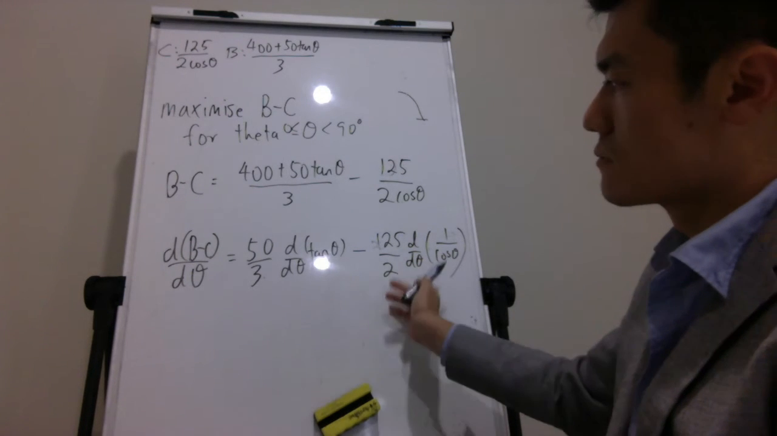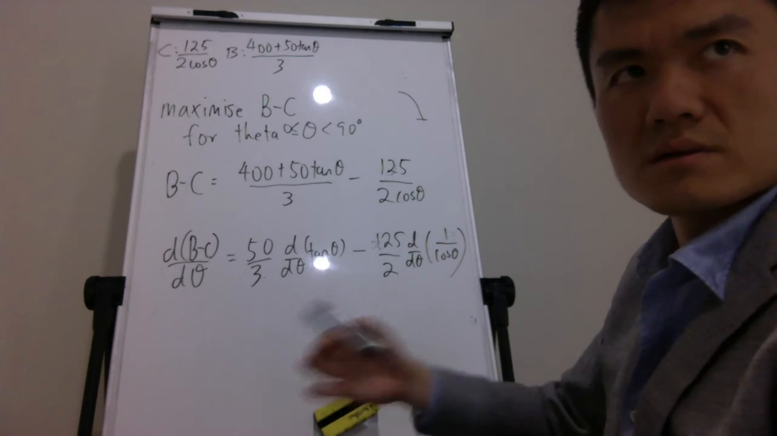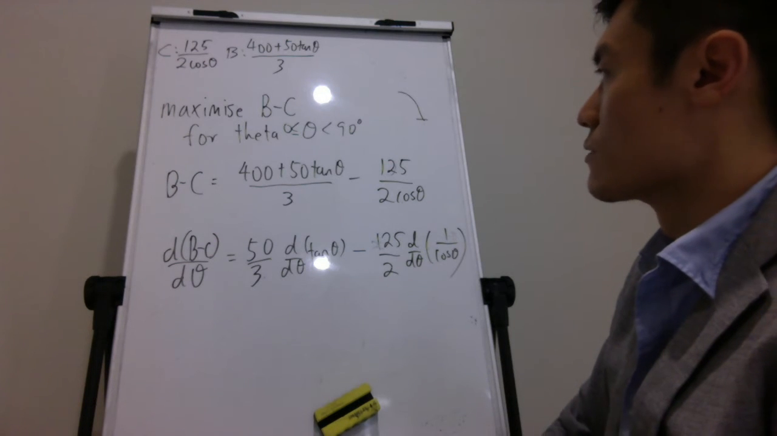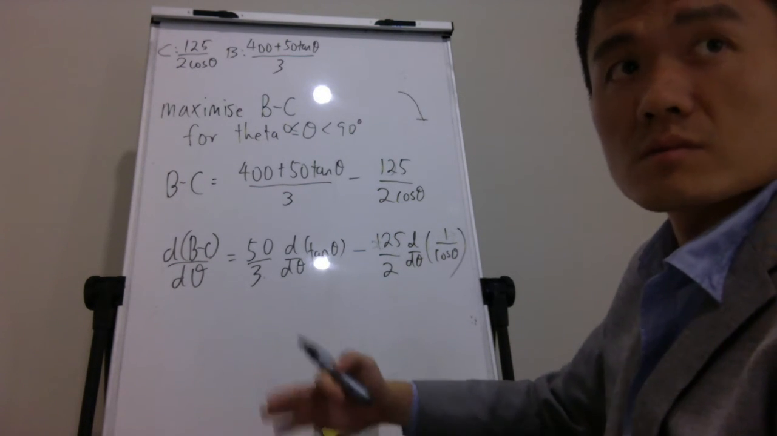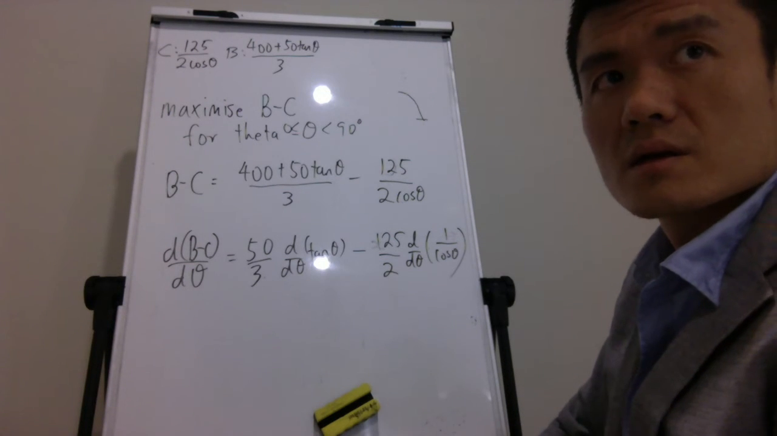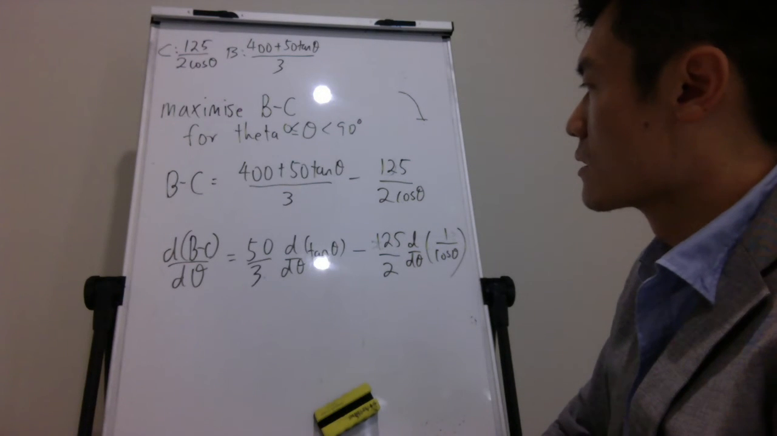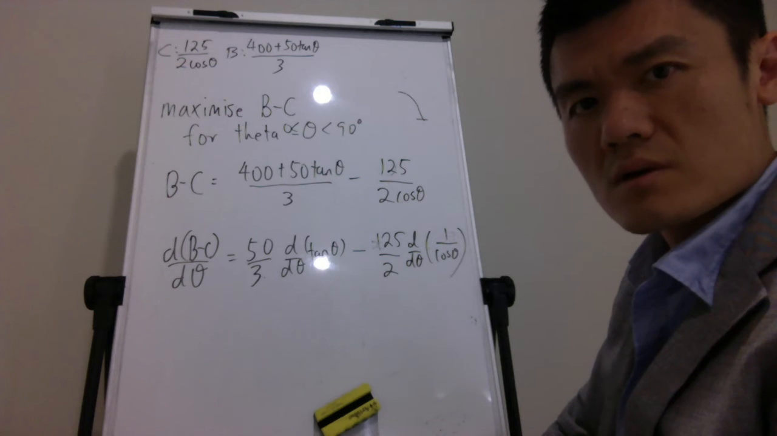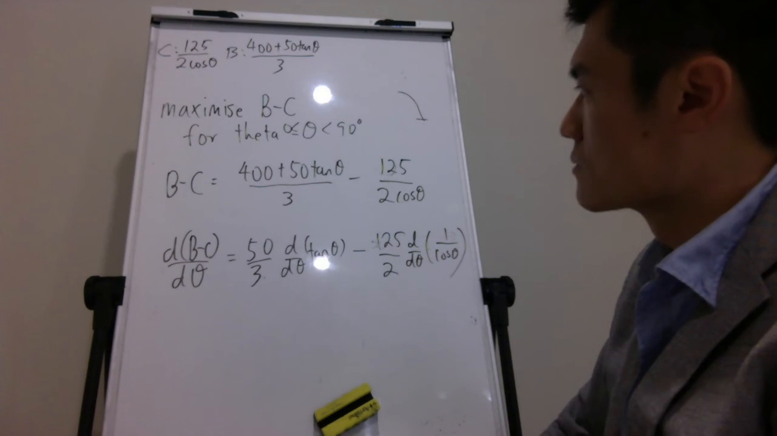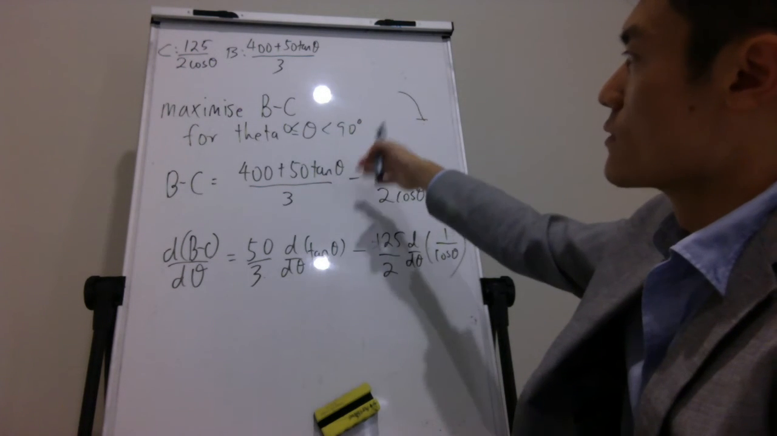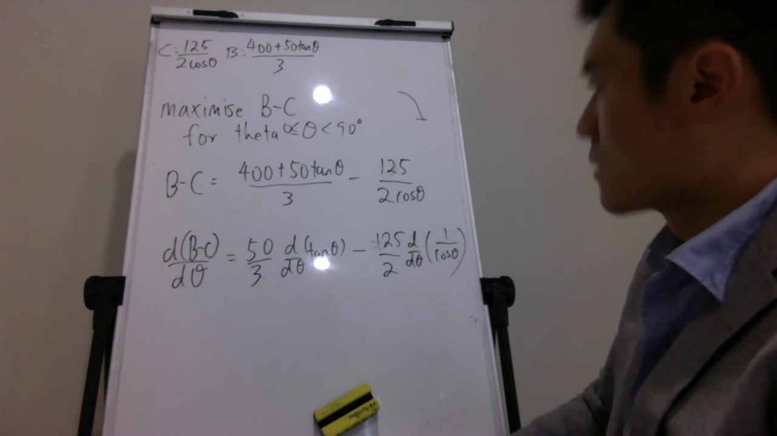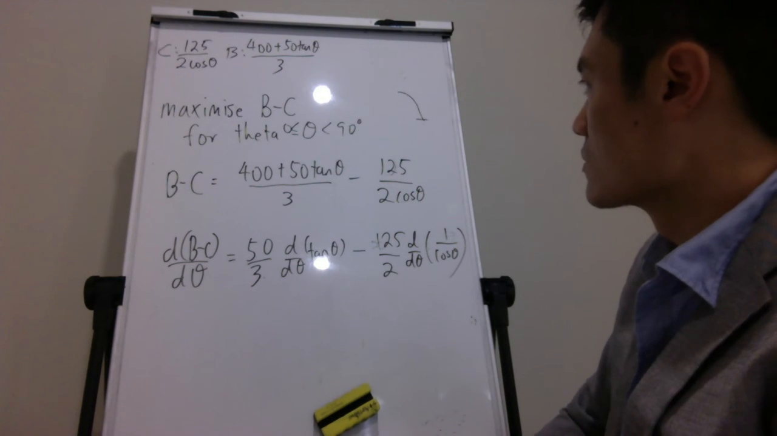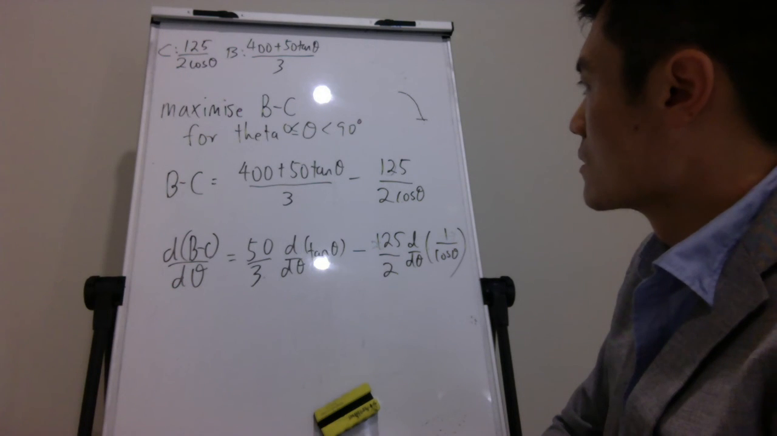Once you've got them, you set it to 0, and then you find the possible maximums and minimums, and then you have to test which one is a maximum. I'm assuming you're already able to do that if you're doing this question, but I'll deal with it more directly.